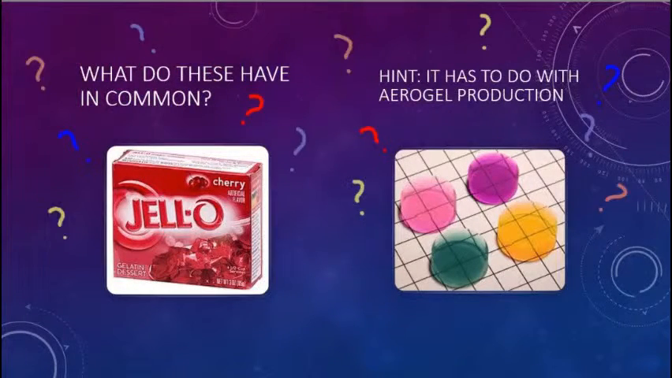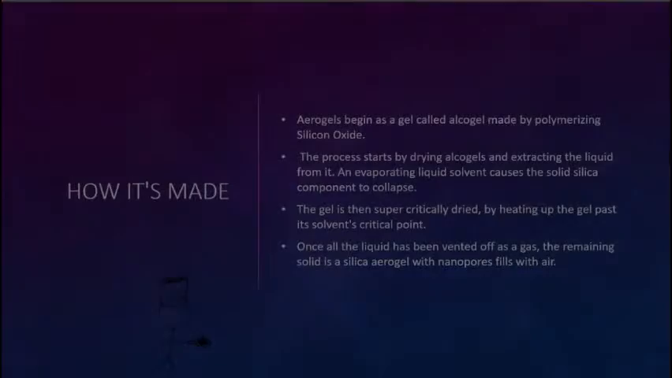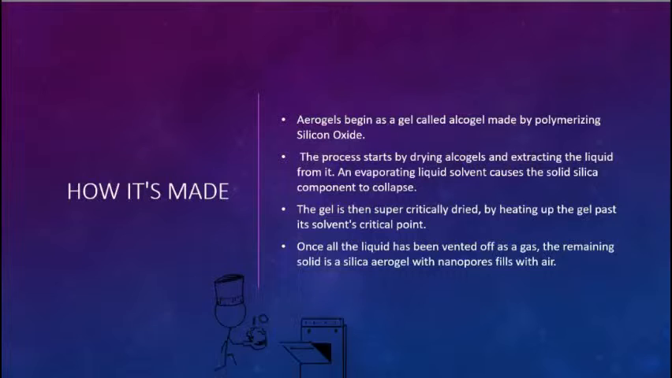As stated, silica aerogel starts as a gel. Therefore, in its production, it actually has a lot in common with the jello that we eat. Aerogel begins as a gel called alcogel, made by polymerizing silicon oxide. The process starts by drying the alcohol gels and extracting the liquid from them. The gel is then supercritically dried by heating it past its solvent's critical point.